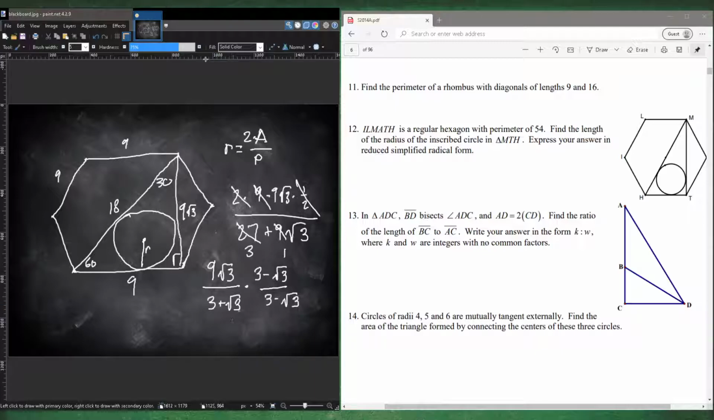And now we can multiply by 3 minus square root 3 over 3 minus square root 3. So 9 times 9, 3 times 3 is 9. Square root 3 times negative square root 3 is negative 3, so that cancels out to a 6. Cancel out this 3 with a 2, and then cancel out this 3 to make a 3. So now 3 square root 3 times a 3 is 9 square root 3. And 3 square root 3 times negative square root 3 is minus 9. And then we have a 2 on the bottom. So your answer is 3 square root 3 minus 9 over 2.